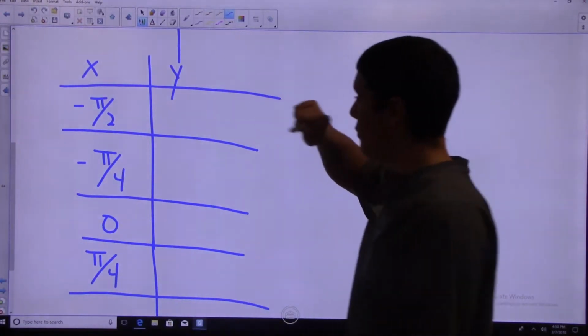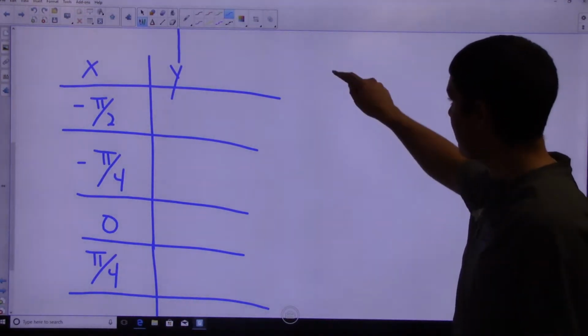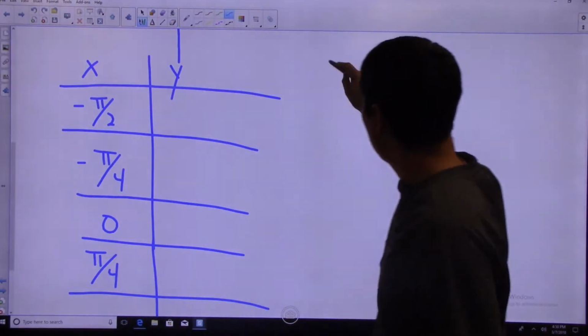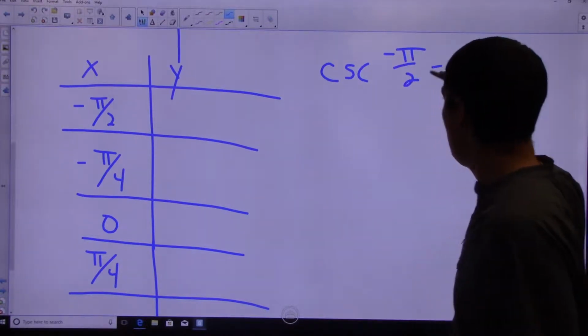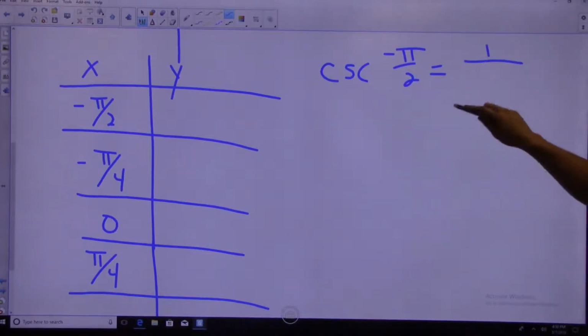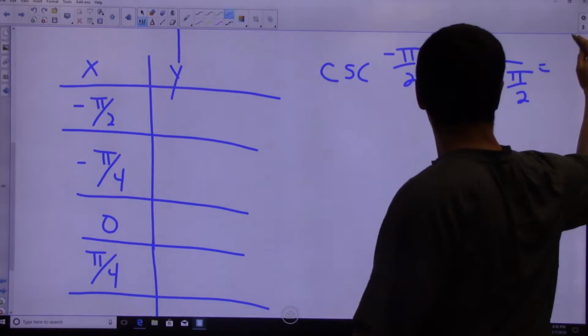So if you guys remember, if we're doing cosecant x, so cosecant negative pi over 2. Remember, cosecant's a reciprocal of what? Answer, sine. So we can rewrite this as 1 over sine of negative pi over 2. Okay, so what is the sine of negative pi over 2?